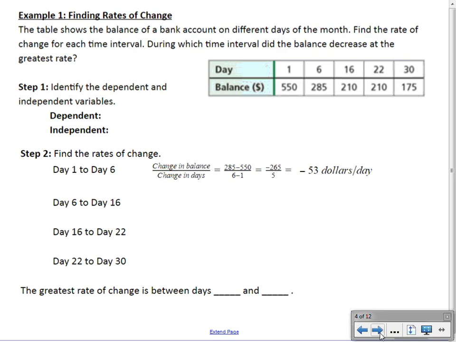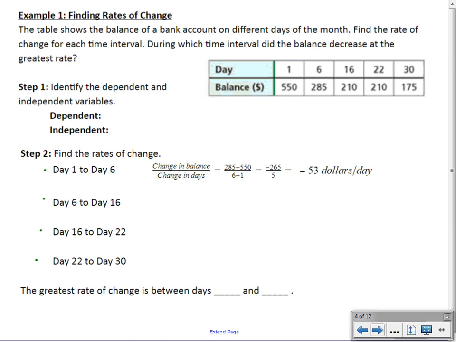So let's start off with kind of like a word problem here. Now, I have this table, and this table shows the balance of a bank account on different days during a month. What we want to do is find the rate of change for each of the time intervals listed down below.